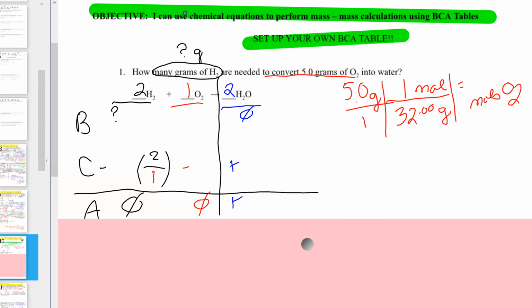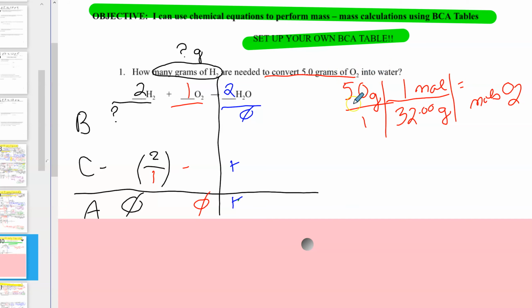Number 1, how many grams of H2 hydrogen are needed to convert 5 grams of O2 into water? So let's look at what we know. We need to balance the equation, BCA. Before we start, we have no product. We're going to create product. We're going to use up reactants and have exactly the right amount, so there'll be none left over.